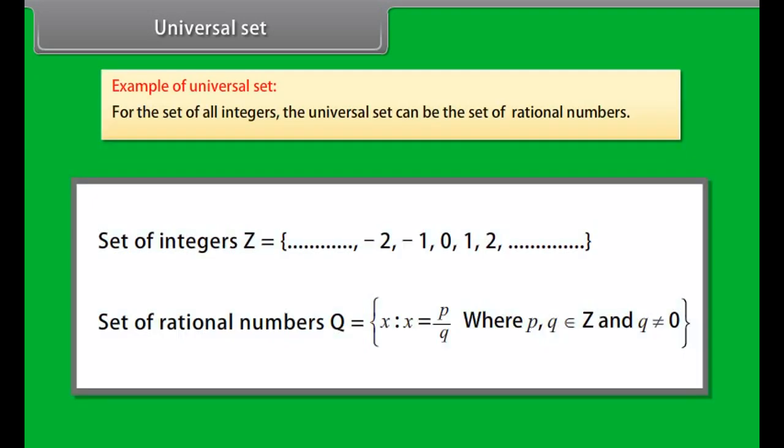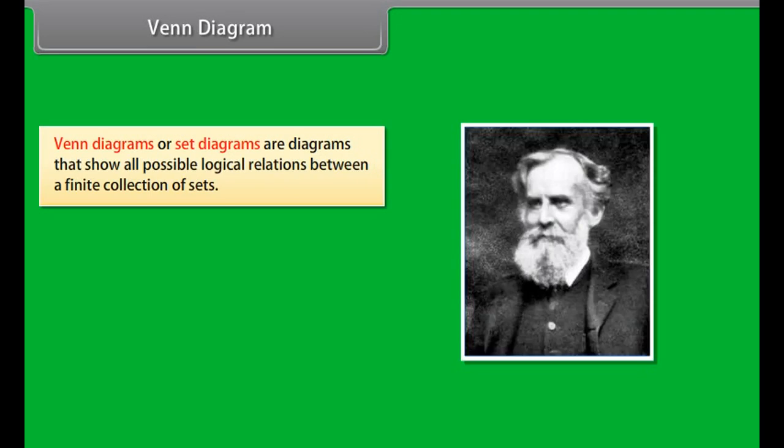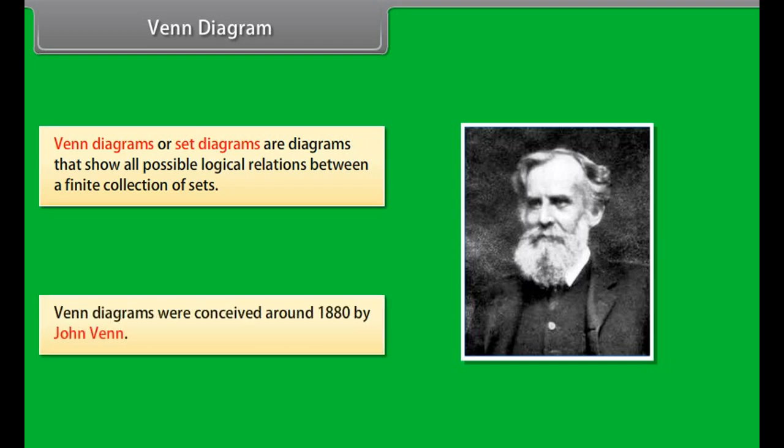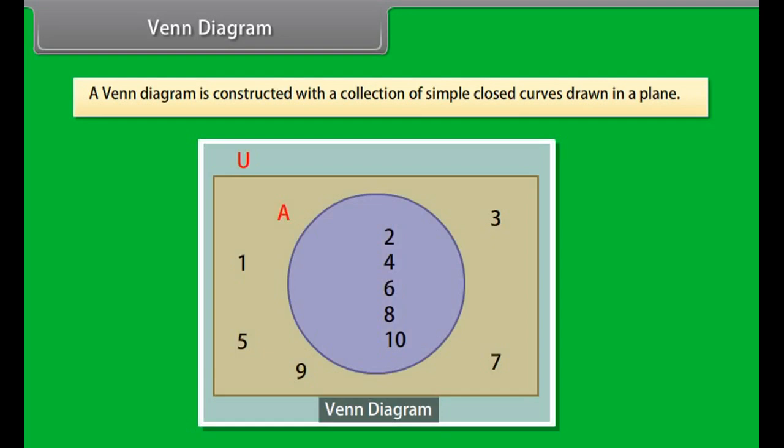Example of universal set. For the set of all integers, the universal set can be the set of rational numbers. Venn diagram. Venn diagrams or set diagrams are diagrams that show all possible logical relations between a finite collection of sets. Venn diagrams were conceived around 1880 by John Venn. A Venn diagram is constructed with a collection of simple closed curves drawn in a plane.